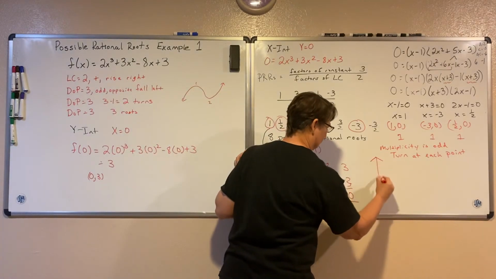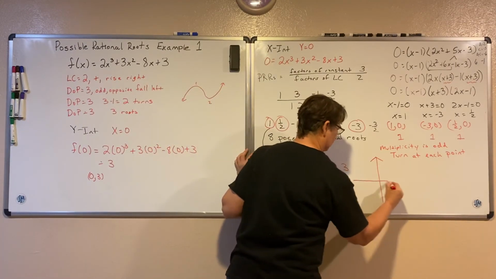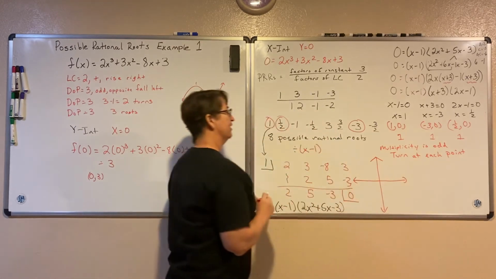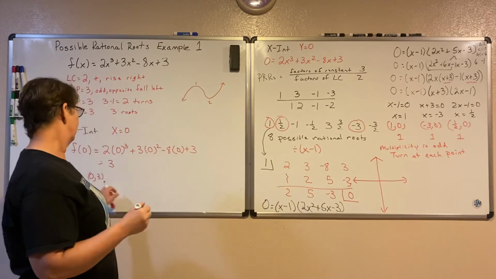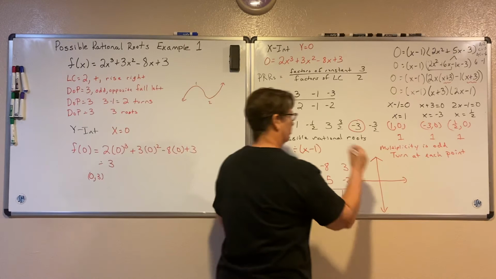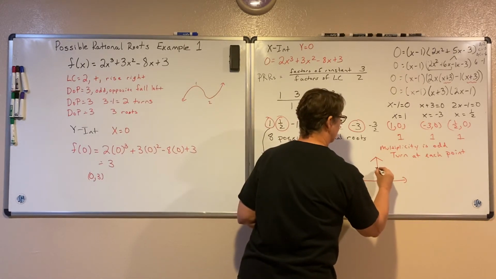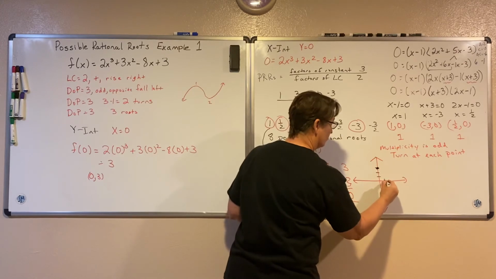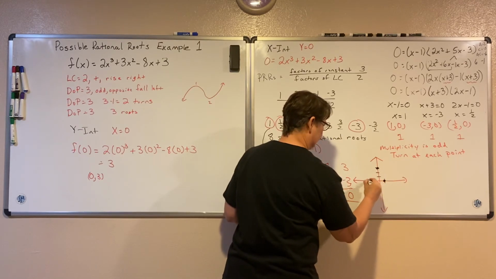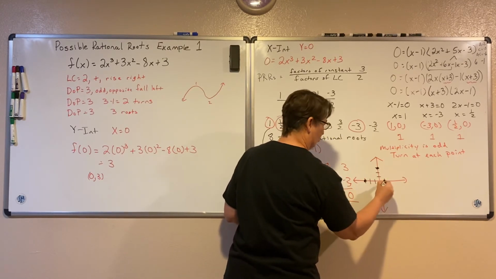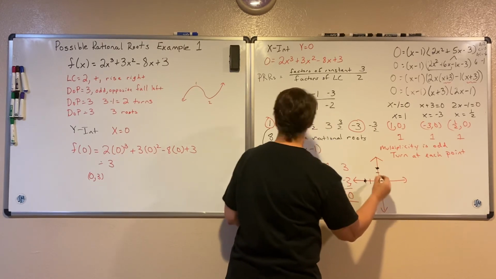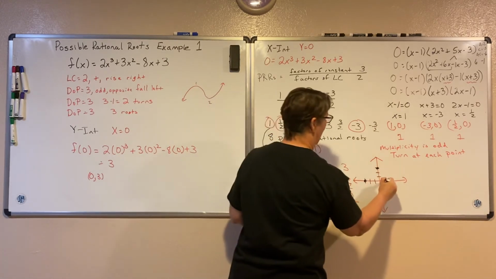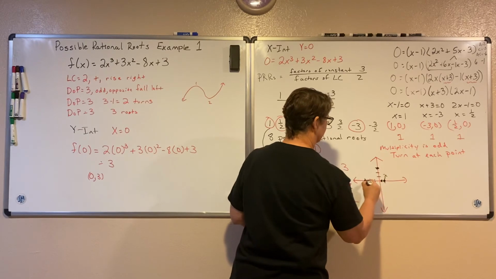I didn't leave myself much room to graph the function, but let's see if we can give a graph here. So I know that my y-intercept is at 0, 3, 1, 2, 3. I know that my x-intercepts are at 1, 0, negative 3, 0, and 1/2, 0. I know that on the right it's going to rise. I know that on the left it's going to fall.